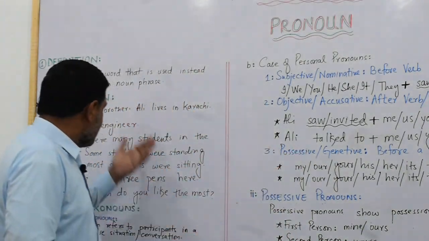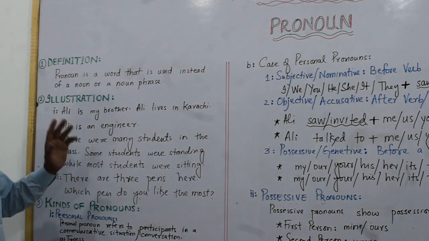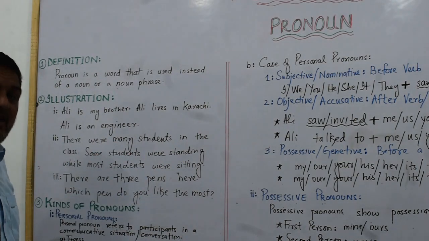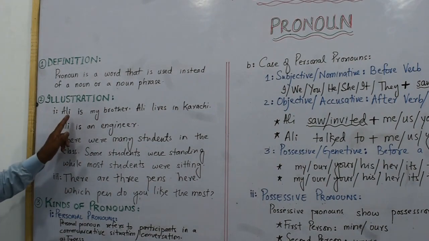So let me illustrate it. The first example is an ordinary one. You come across it in daily life. Ali is my brother.